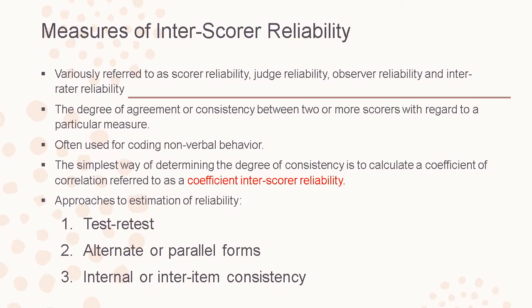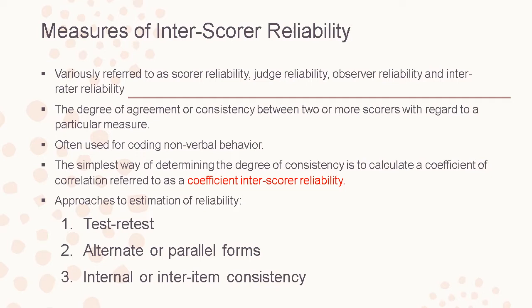Measures of interscorer reliability. This is variously referred to as scorer reliability, judge reliability, observer reliability, and inter-rater reliability. It is the degree of agreement or consistency between two or more scorers with regard to a particular measure. To try not to be a product of individual biases and idiosyncrasies in judgment, we can have at least one other individual observe and rate the same behavior. If consensus is demonstrated, more confidence regarding the accuracy of the ratings and conformity to the rating system will be established.